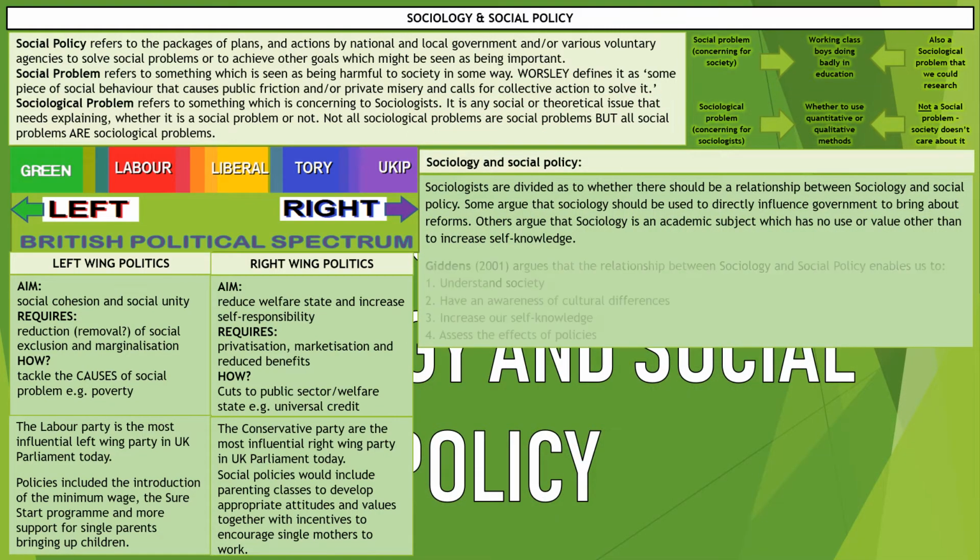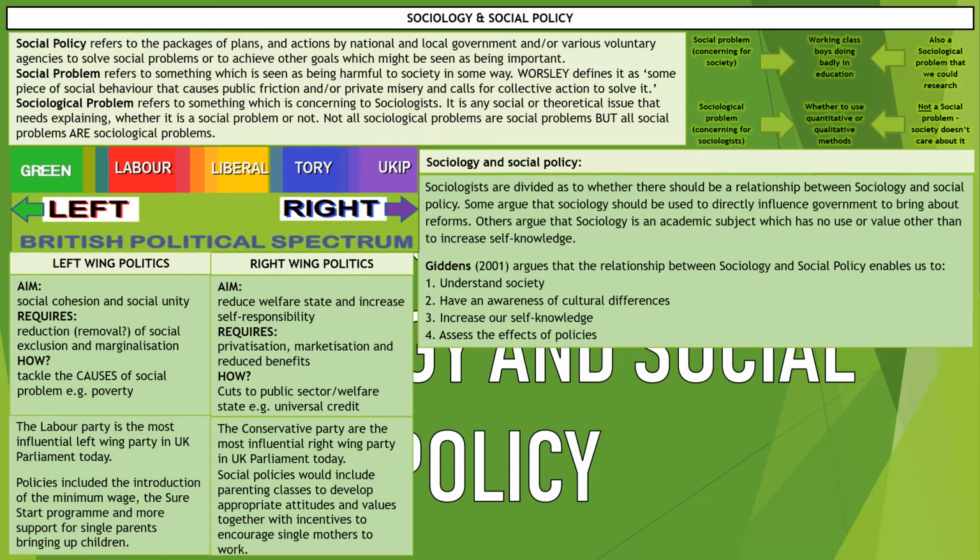When it comes to social policy and sociology, we see the work of Anthony Giddens here, sort of introducing ideas. So Giddens, as we said, had connections to Labour, but when he talked about social policy, he said the relationship between sociology and social policy should be that sociology should be used to directly influence government and bring about reforms. Other people argue that sociology is an academic subject. It has no use or value other than to increase self-knowledge.